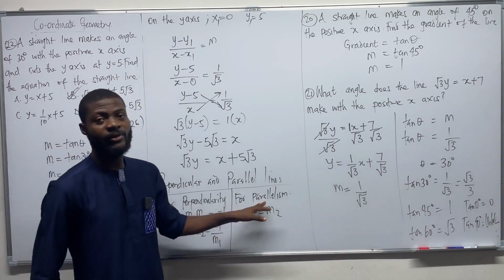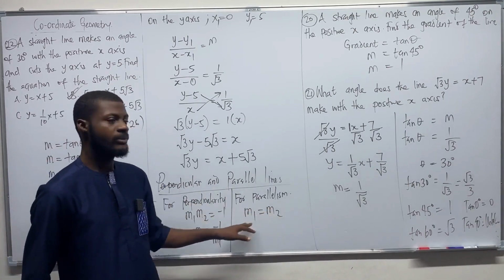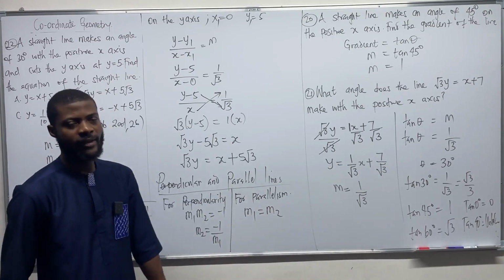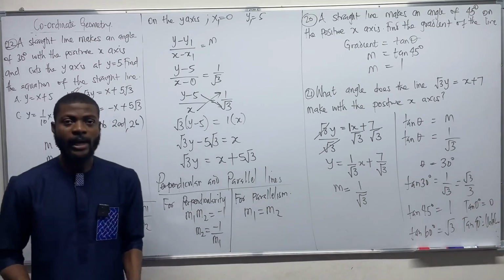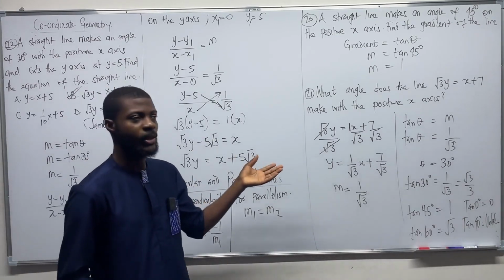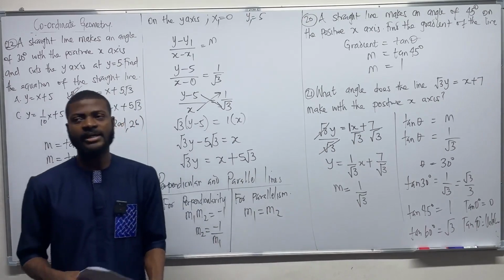But parallel lines are much easier to deal with because their gradients would always be equal to each other. Remember, these two formulas are derived from this. So it's easy to get. I'm going to make a normal video sometime explaining every single thing better.